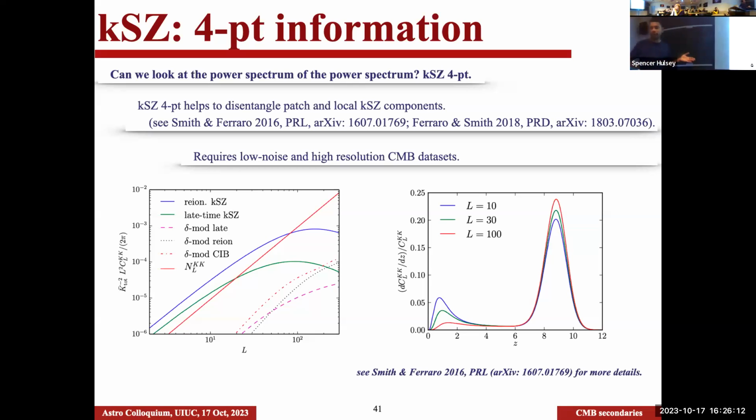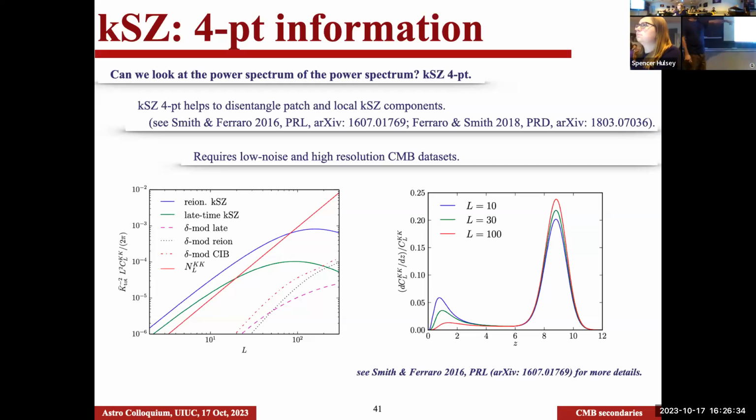So a paper came out in 2016 by Kendrick Smith and Simone Ferraro, where they came up with this method where they said, instead of looking at the power spectrum, where these two signals look very similar, if you look at these higher order functions, these signals look very different. Okay, so that's what's shown there.